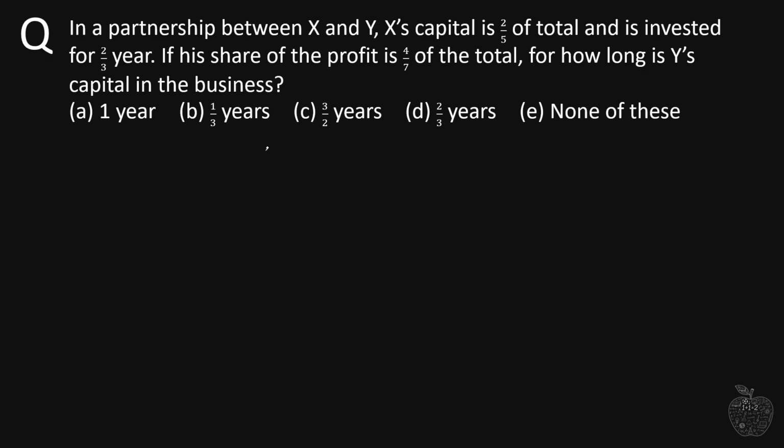Alright, so let's assume that the total capital here is C. Now, X's capital is 2/5 of the total. So X's capital is 2/5 of C and is invested for 2/3 years. Talking about Y, if the total capital is C and 2/5 C is invested by X, then the remaining capital, which is C minus 2/5 C, which is 3/5 C, will be invested by Y.